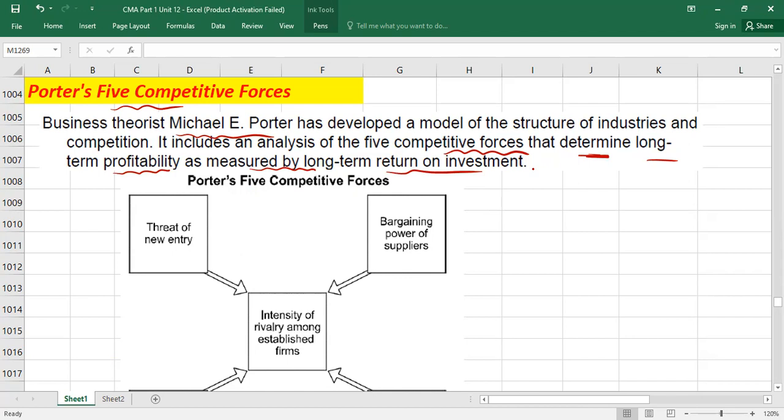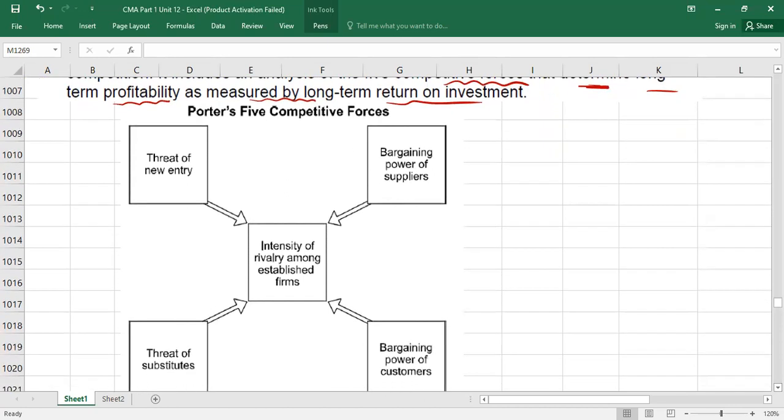So to decide this, is it profitable for you or not? You have to consider five factors, which are called the five forces. These five forces are here, and I'll explain them.